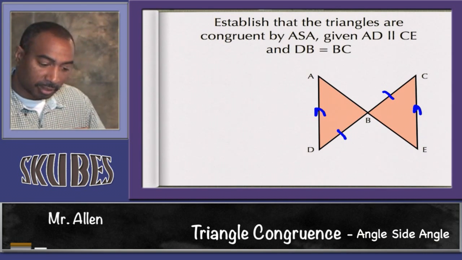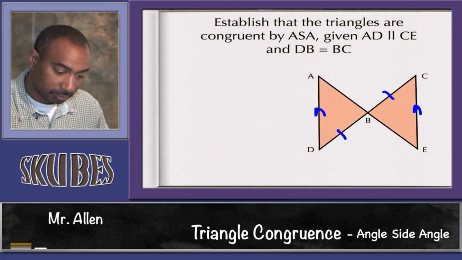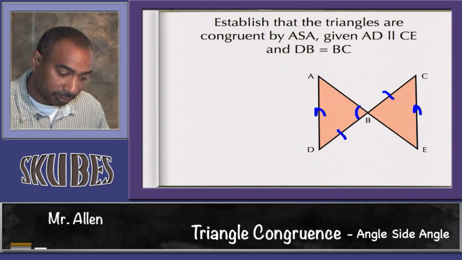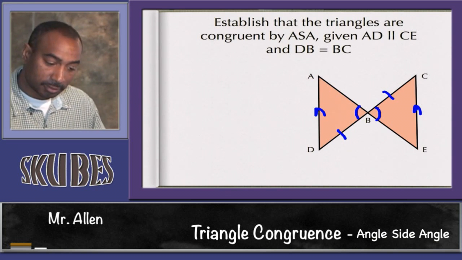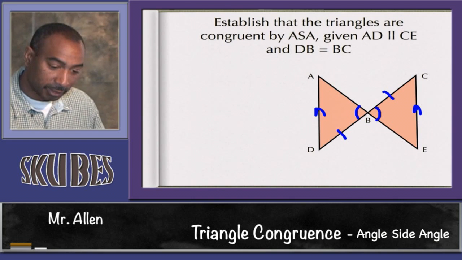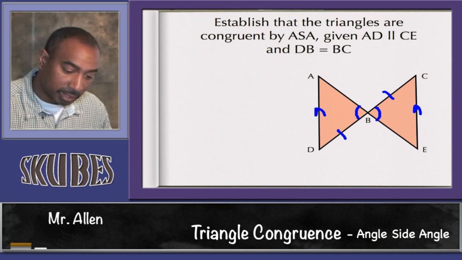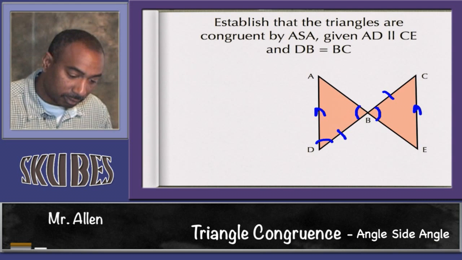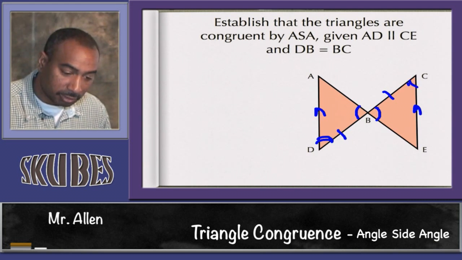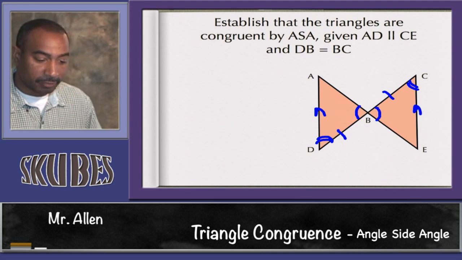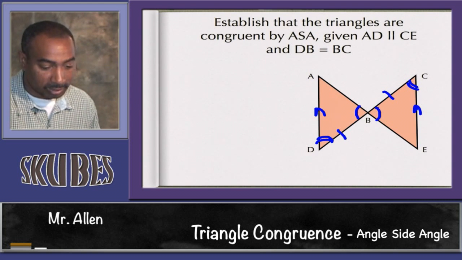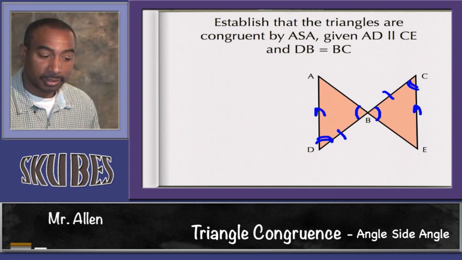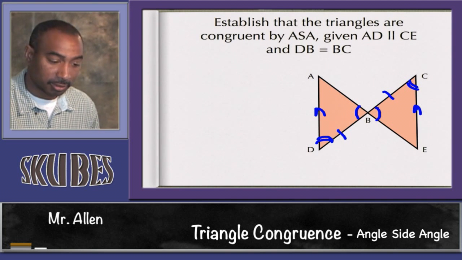Well, I notice that I see a pair of vertical angles. Therefore, I know that these angles are congruent. And again, since AD is parallel to CE, I know that angle B, angle D, and angle C are alternate interior angles, which means they have to be the same measure. Therefore, I establish angle, side, angle. Therefore, these two triangles are congruent.